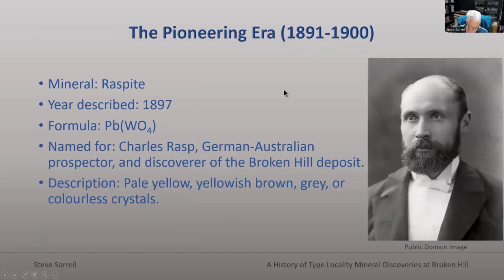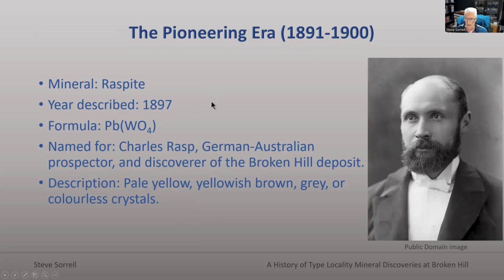Then with marshite, the other classic type locality mineral for most collectors, and certainly for me, is raspite. And this was described a few years later. It's the, can't think of the word, polymorph of stolzite. And stolzite is very common, or was very common, in the Broken Hill ores as well, in the oxide zone. And it was named for Charles Rasp, who discovered the Broken Hill deposit.